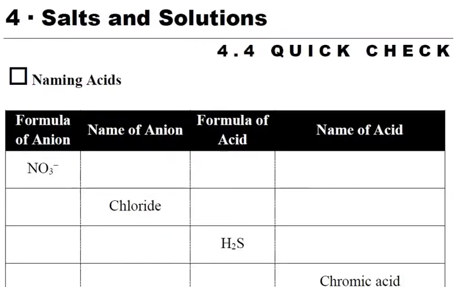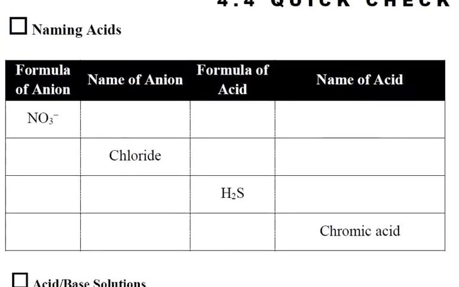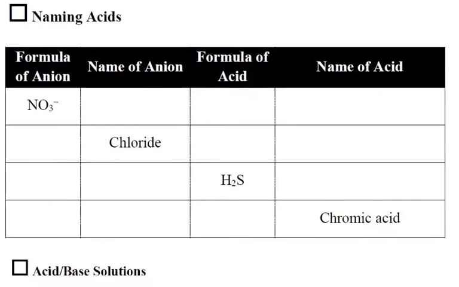I'm going to go over the 4.4 quick check answers. Okay, first off, we have a nice chart here, and this is about naming those acids. So part of this is knowing your ions to be able to do this. But we start off with NO3 minus. Okay, I'm going to jump over here to the formula of the acid. Since this is a -1, that means we're going to need one H, because you know acids always start with H. So the formula is going to be HNO3.